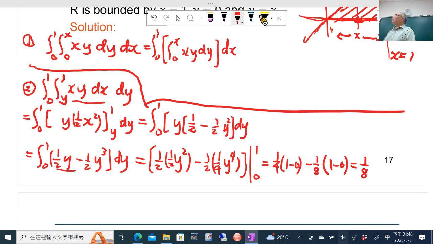And this option number 1 is the easier part. So I left that as your exercise. And you can expect you should have the final result equal to 1/8 as I have here. Okay. Any questions?